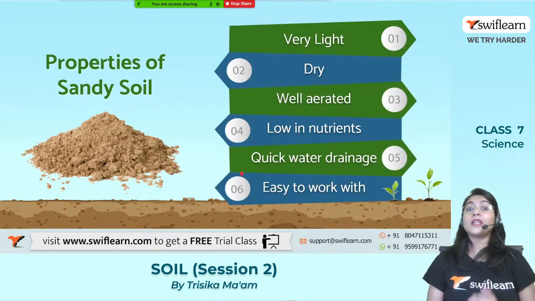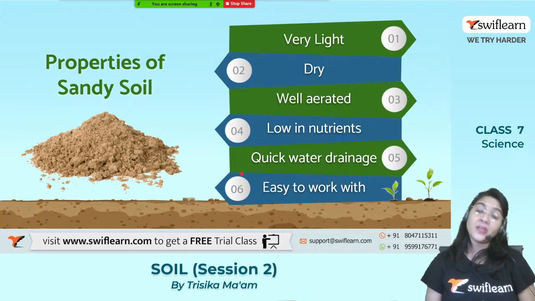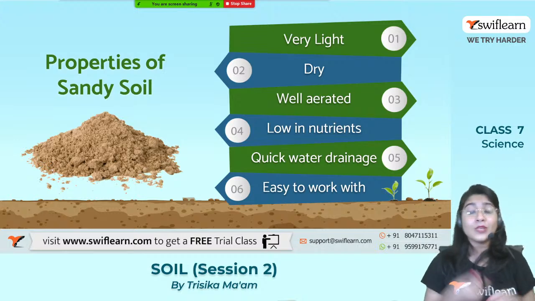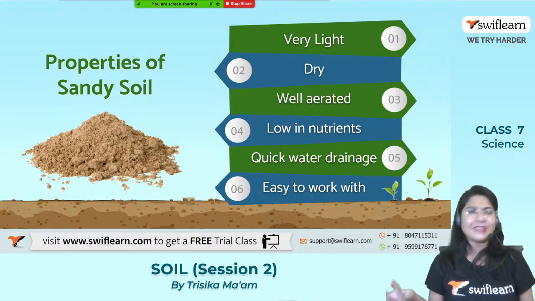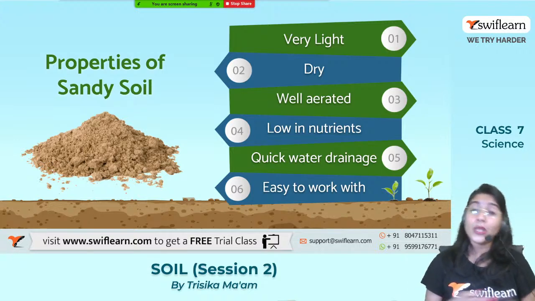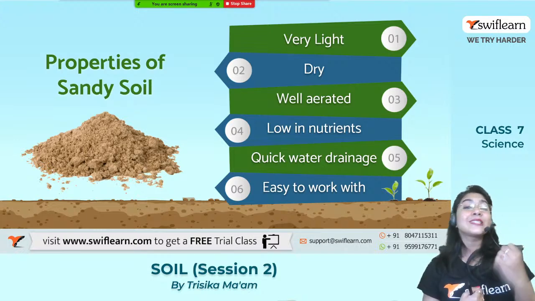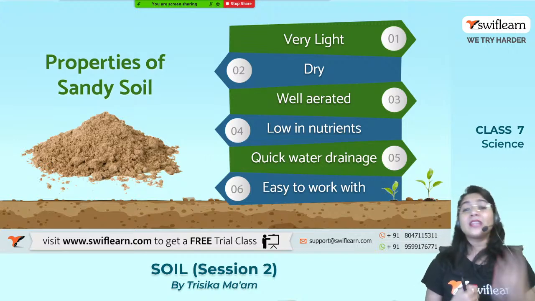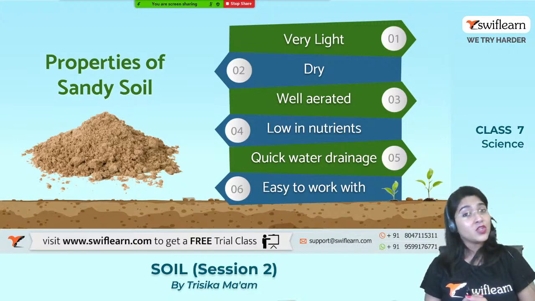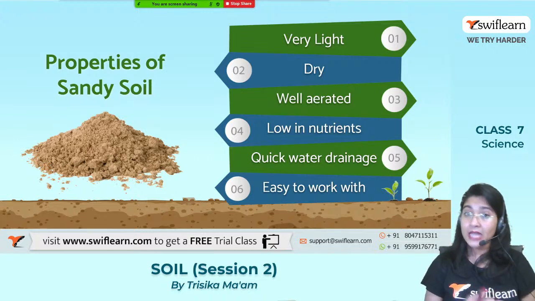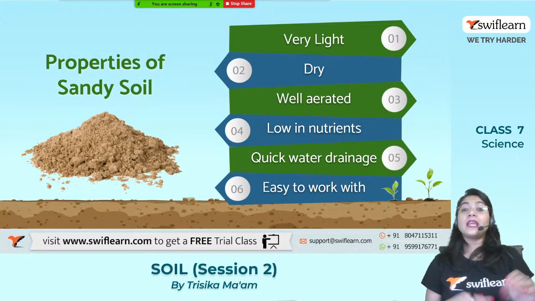Now let us find out the different properties of sandy soil. First of all, it is very loose and very light in weight. If you take a handful of sand, you will not feel any weight at all. Secondly, it is very dry. If you put some water on sandy soil, the soil will not absorb the water. The water absorption capacity of sandy soil is very low. You can find it in the desert region, or on the sea beaches where you have seen the sand.